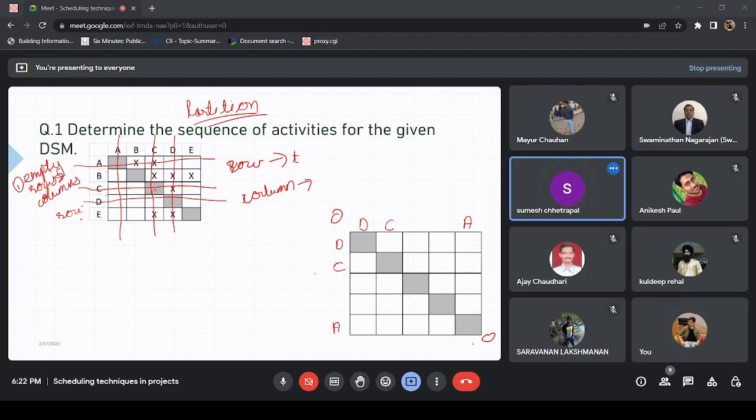Okay, we will solve partitioning again and again for this exercise, because in case of DSM we have got a lot of inputs and outputs. So we need to determine what is going to be the sequence, how to execute these.